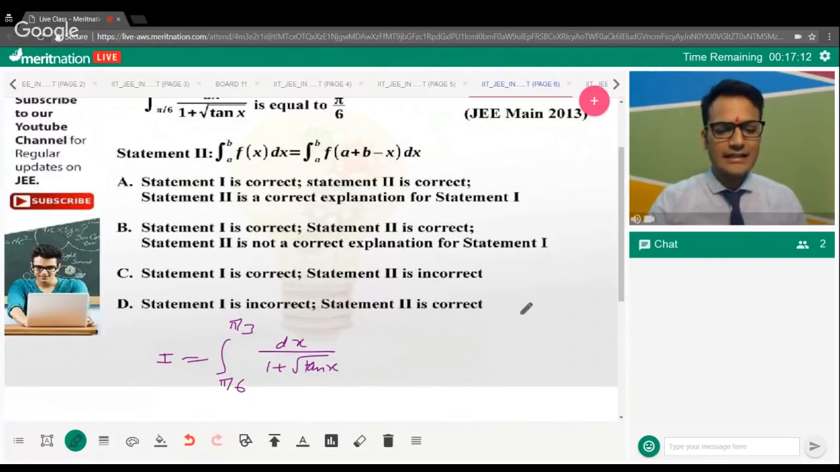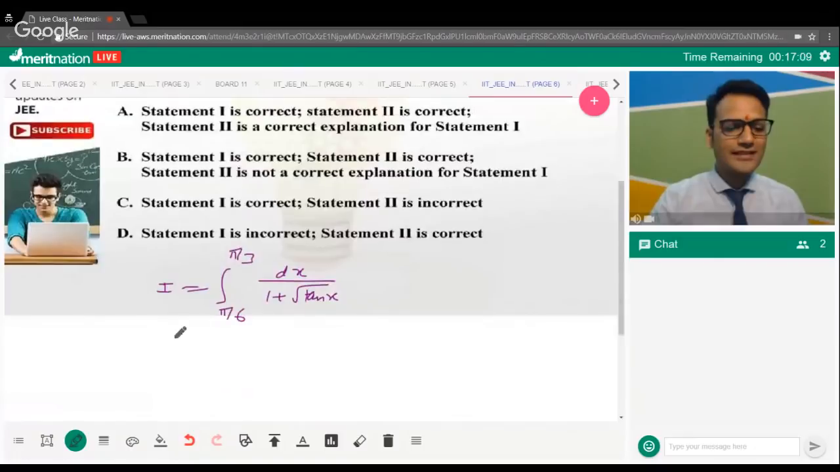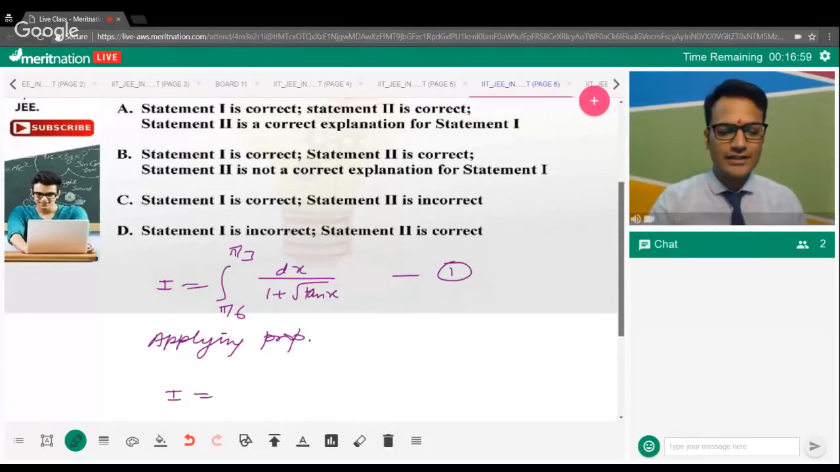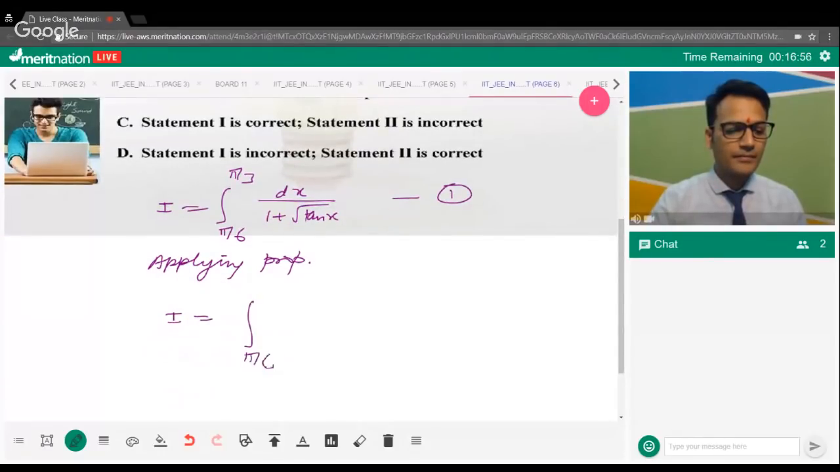This I'll put in the easy category. So again, if I apply the same property, if this is, for instance, equation 1, applying the property which we've just discussed, I turns out to be what? I turns out to be the integral from pi by 6 to pi by 3.